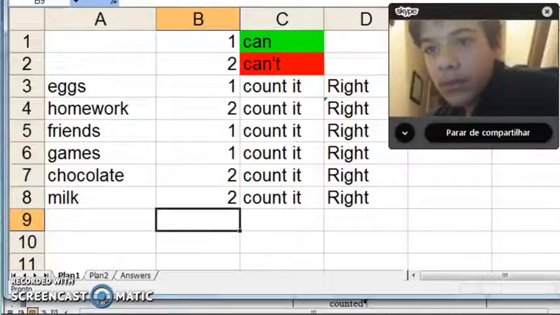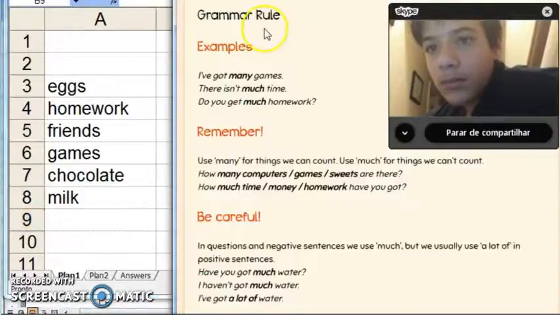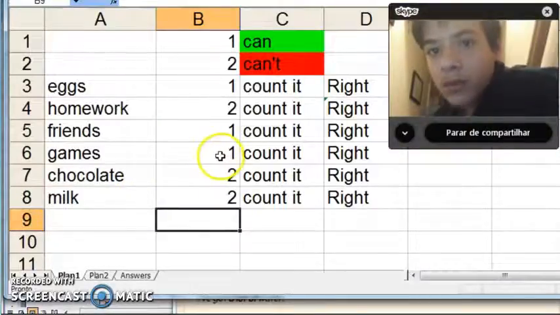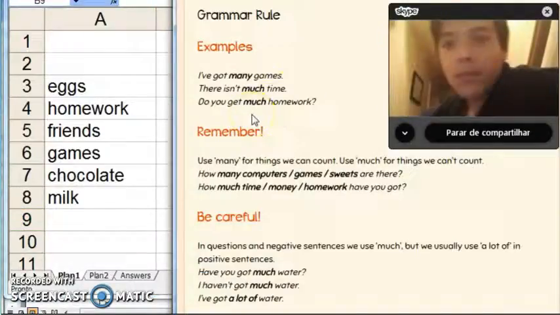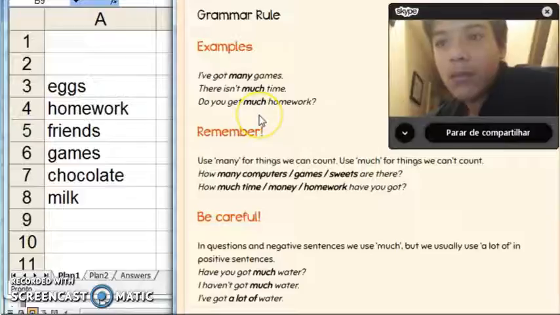So let's see some of the grammar rules about this. Here are some examples. For example, I have got many games. So games, as we can see here, can be counted. So we use the word many for the things that can be counted. And we use the word much for the things that cannot be counted. So here's the second example. There isn't much time. Another example is, do you get much homework?